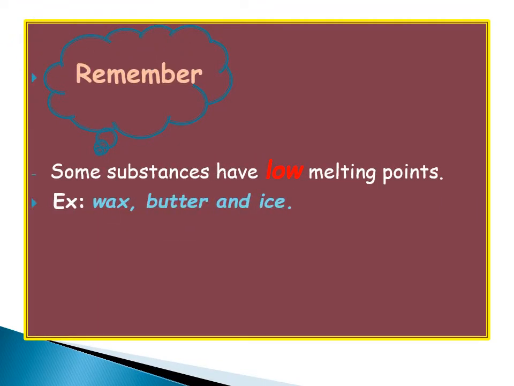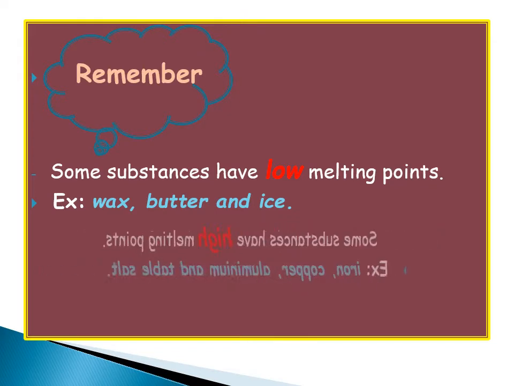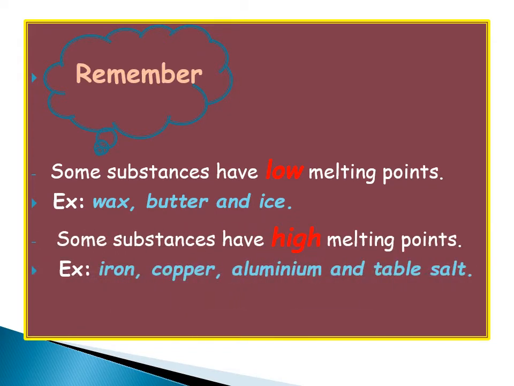Remember that some substances have low melting point like wax, butter, and ice, and other substances have high melting point like iron, copper, aluminum, and table salt.